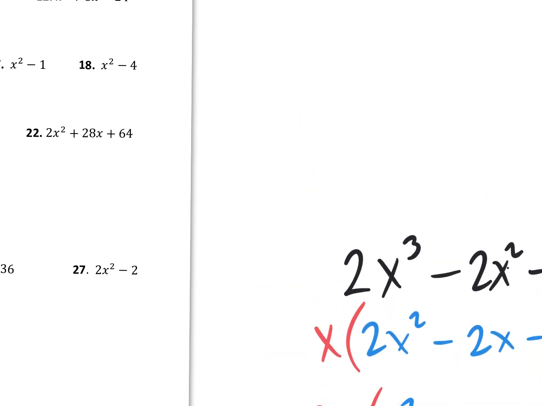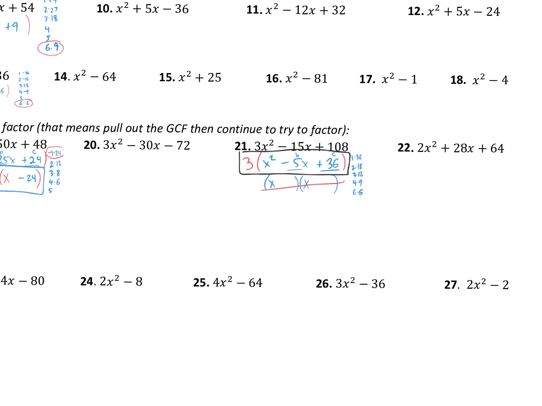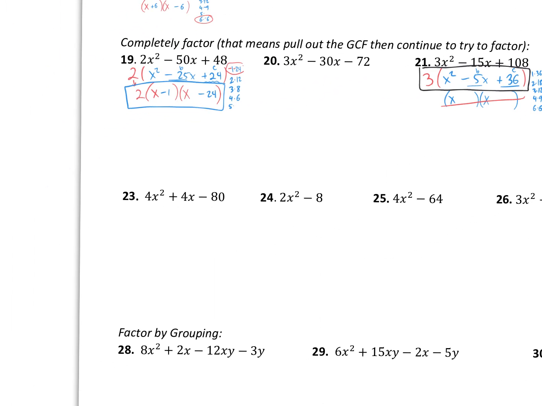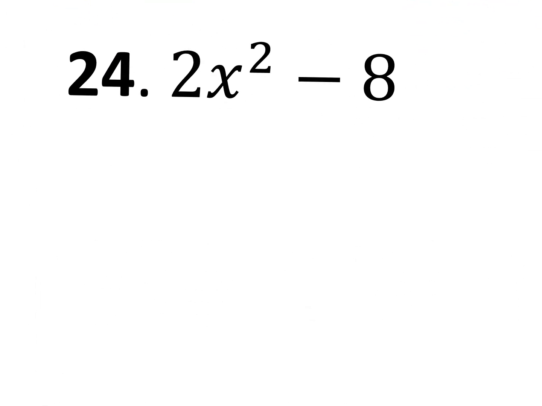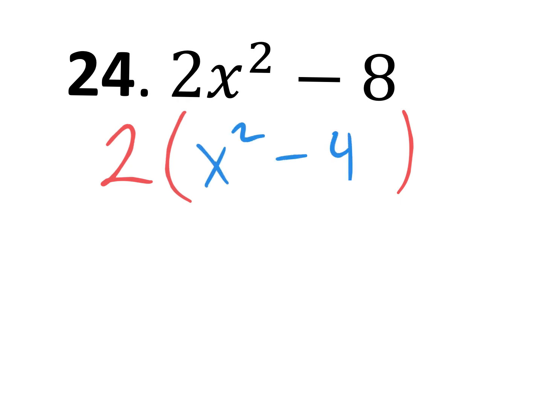So let's go back over here. Check this out, number 24. Could I pull something out? A GCF? 2. And what's left over on the inside? x squared minus 4. And then that x squared minus 4, since there's no number in the front, maybe you could continue factoring, putting x right there and x right there, thinking what times what is negative 4 that, if you combine them, is the middle value, and there is no middle value. So that will be a positive 2 and a negative 2.